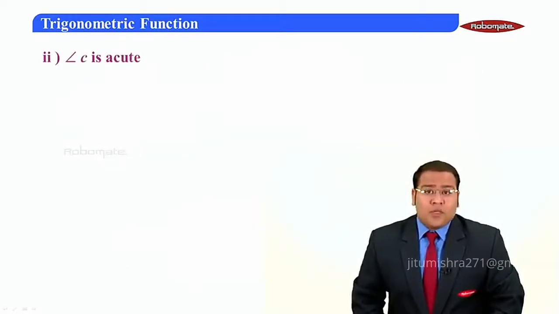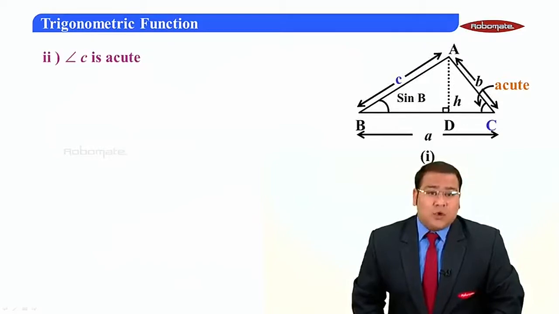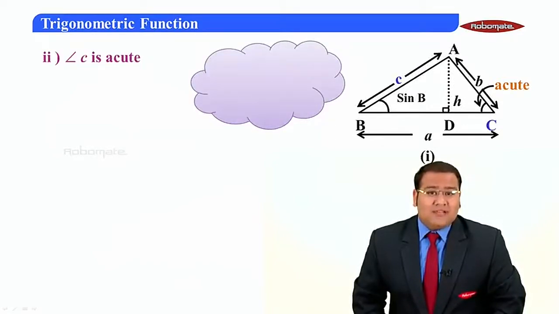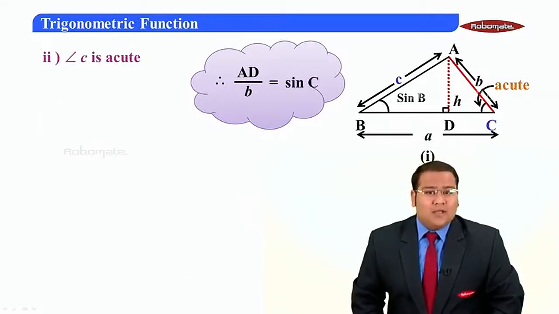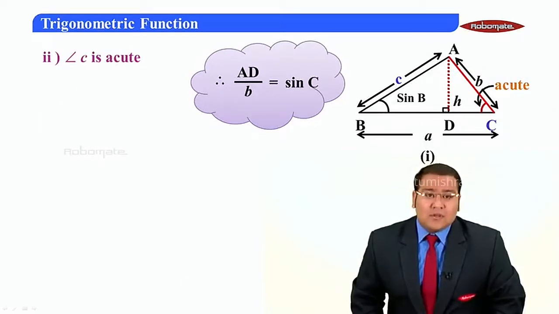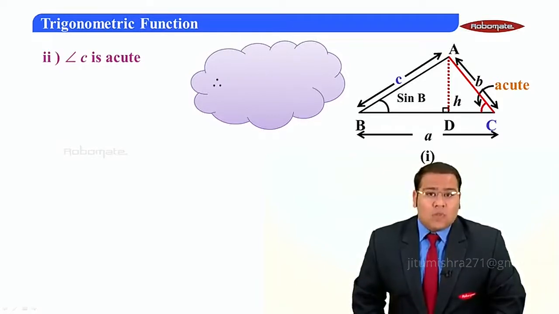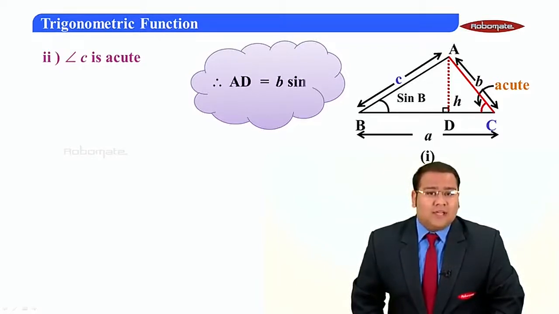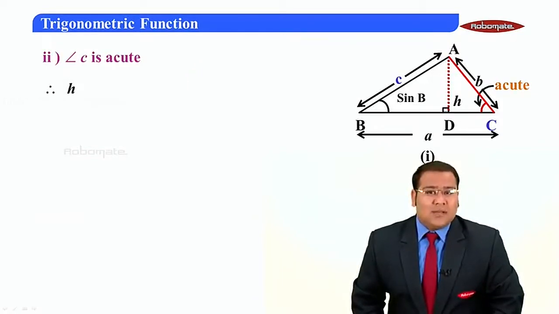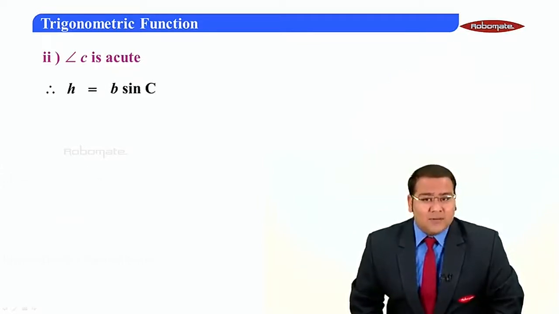So, you know that angle C is an acute angle. If angle C is an acute angle, we can say AD upon b is equal to sin C, because ADC is a right angle triangle. So, we can also say AD is equal to b sin C. But AD is nothing but height. So, it would be h is equal to b sin C.